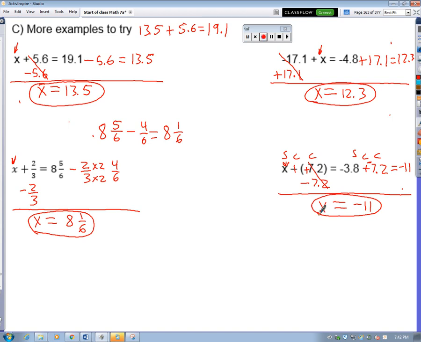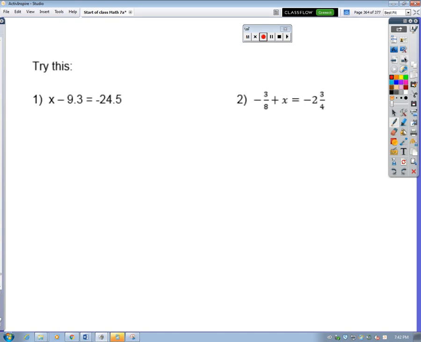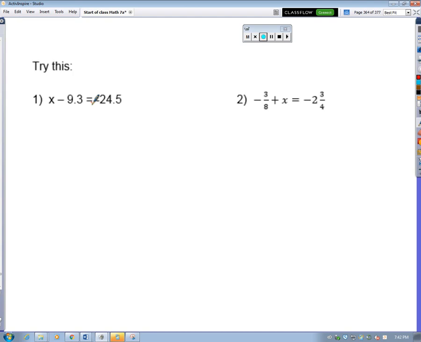Alright? I got a couple try-this problems for you. I got this one right here, and then I have a fraction problem. Give those a try, see what you guys come up with, and then hit play, and we'll take a look at your answer.